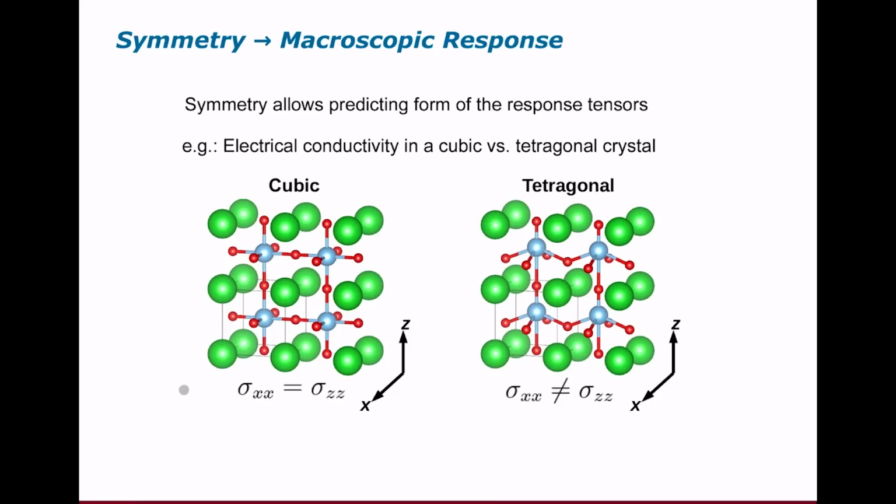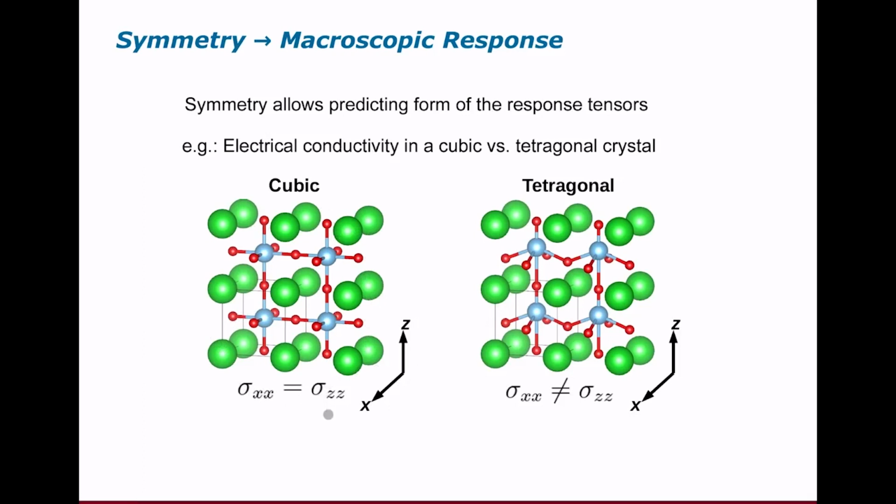Now, if you have a cubic crystal, if you apply an electric field along the X direction, there will be no current along the Y or Z directions. There will be a current only parallel to the direction that you apply the electric field to. And the ratio of that current density to the electric field, we denote as sigma XX. So the electric field along X, current measured along X. You can repeat the same experiment along the Z-axis, another axis of your cubic crystal, and you would get exactly the same number. So in a cubic crystal, sigma XX is equal to sigma ZZ.